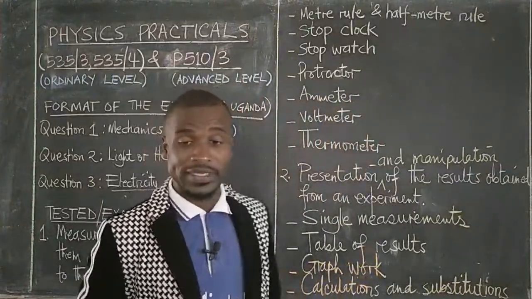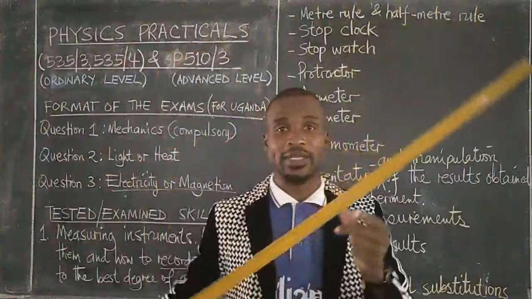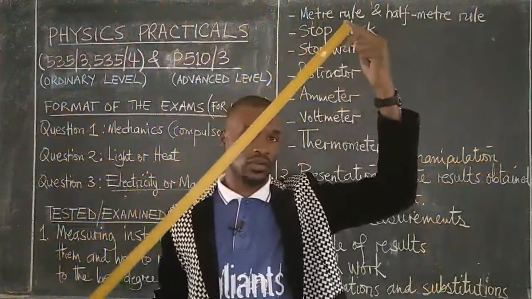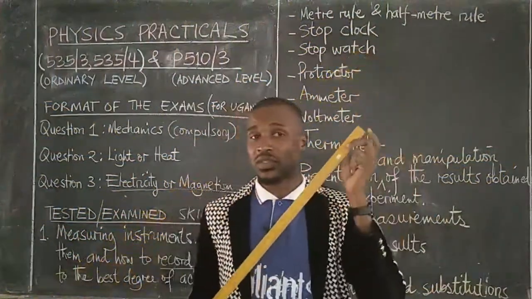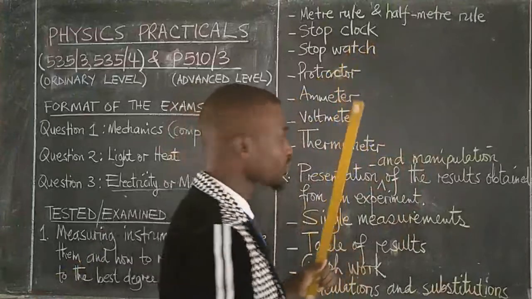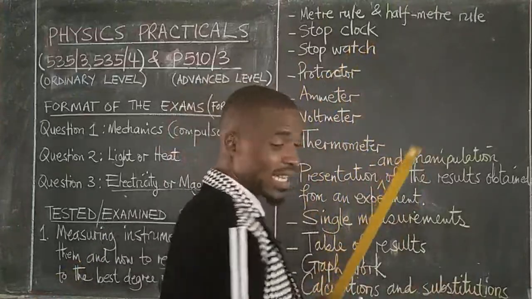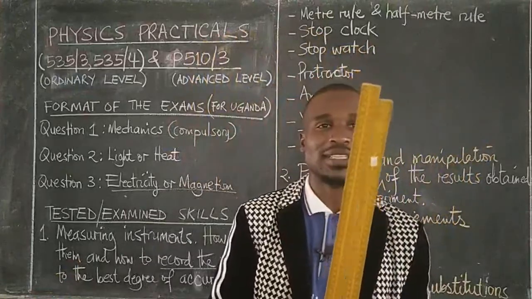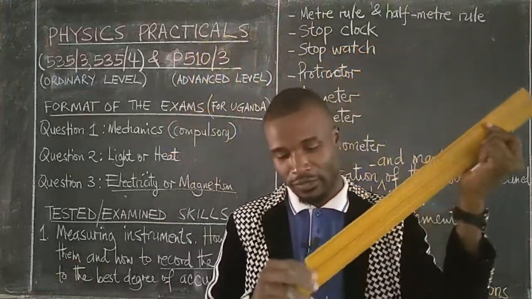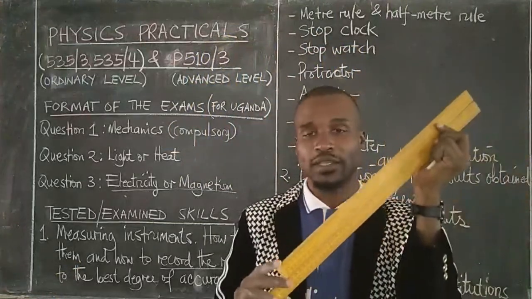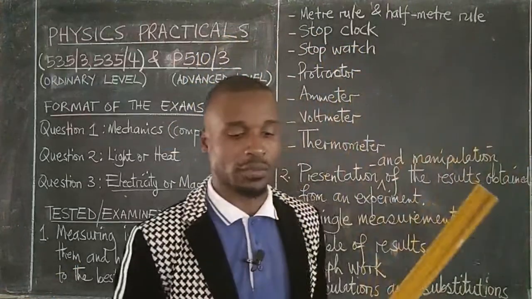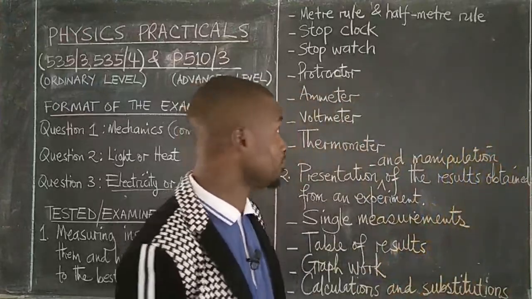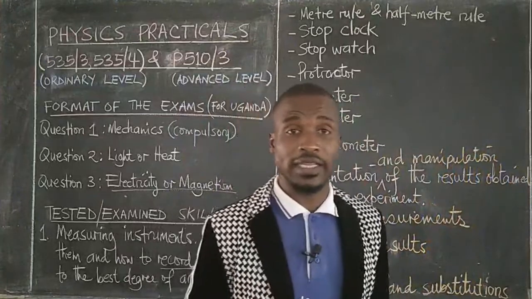Number 1 is what we call a meter rule. It is 1 meter long. 1 meter is 100 centimeters. So, a meter rule, and at the same time, even a half meter rule. This is just a half. So, I can combine 2 of these to make a meter rule. A meter rule and the half meter rule both are used for measuring length.